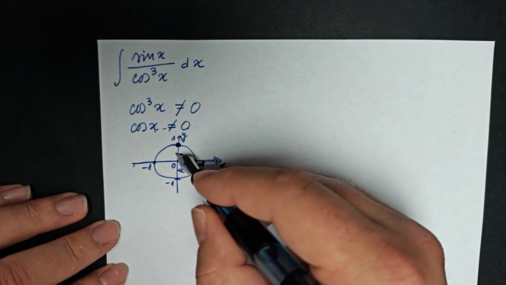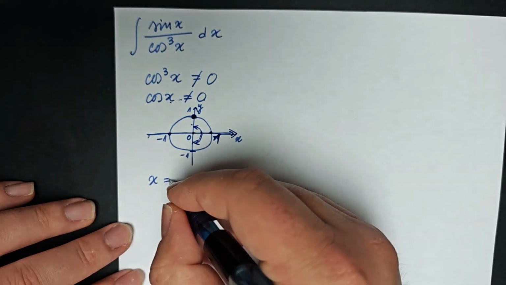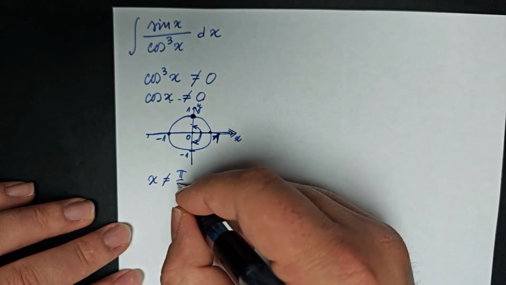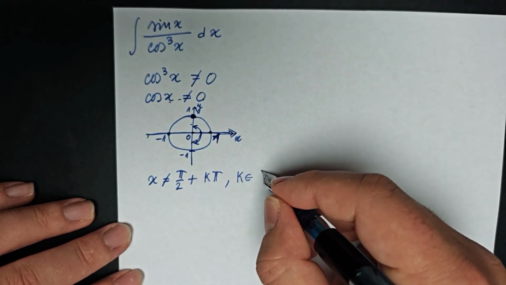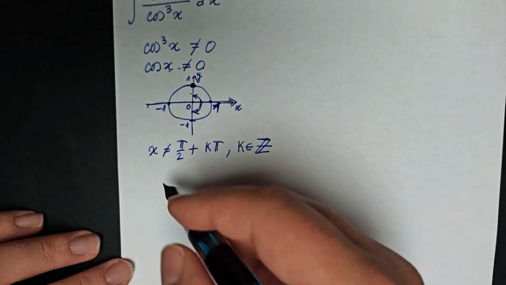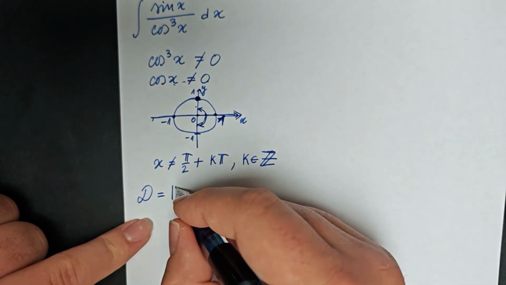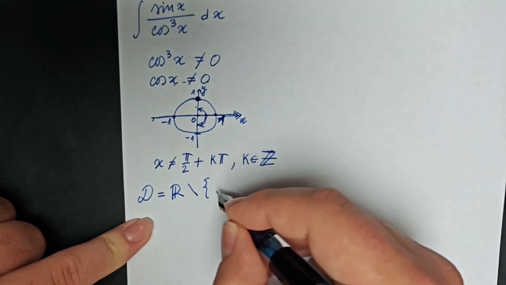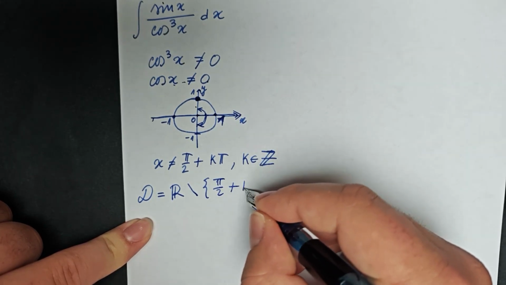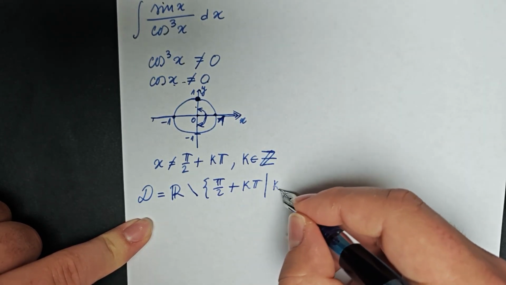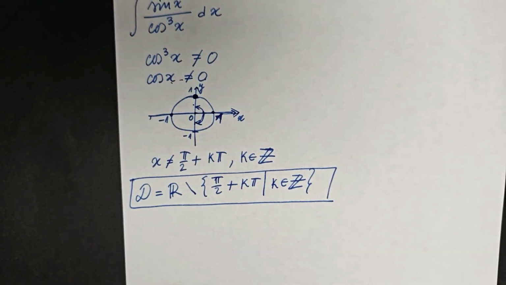Those angles are pi half and negative pi half. So x has to be different from pi half plus k pi, where this k is any integer. That means that our domain of the integral is the set of all real numbers. We must exclude from it dots pi half plus k pi, where k is an integer. Let's now solve the integral.